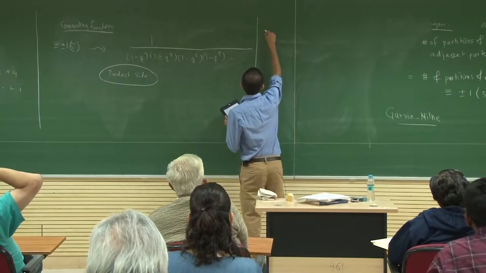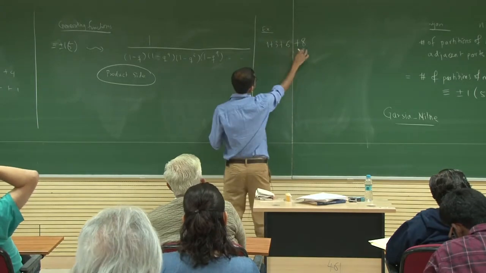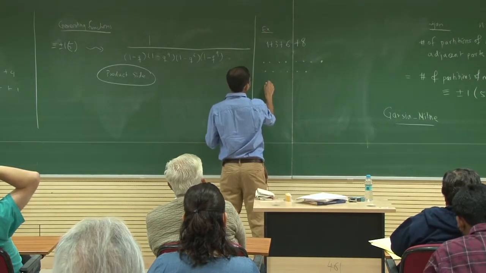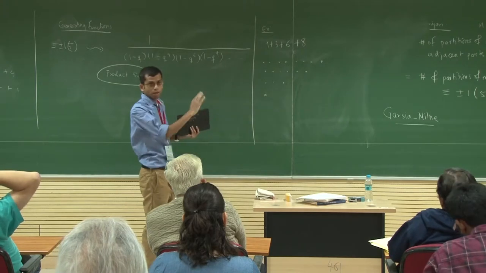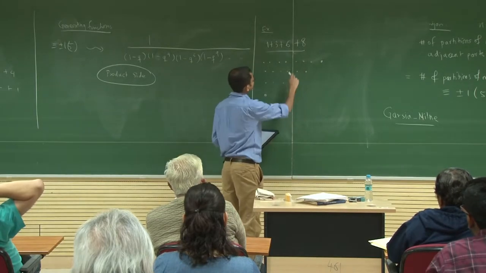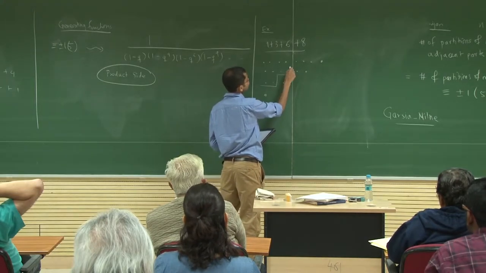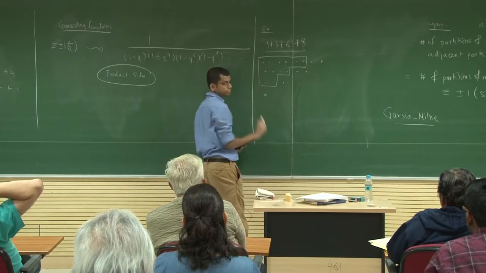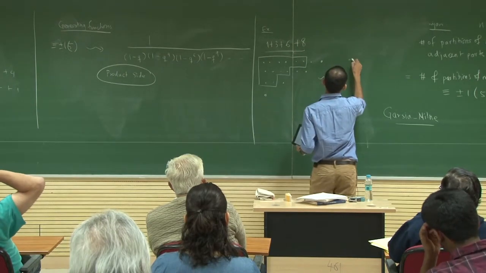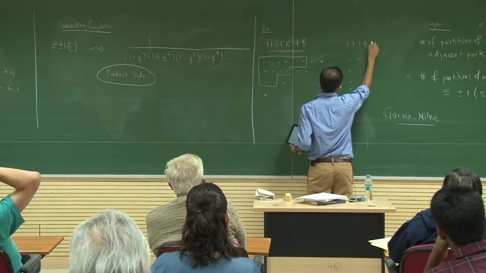So what do we do with this? Take a partition that satisfies the difference two condition. Take any partition. Let's fix a length. Let's take a length 4 partition and draw its Ferrers diagram, and it satisfies the condition. Now, what you do is remove 2 from here, 4 from here, and 6 from here. This is a staircase.